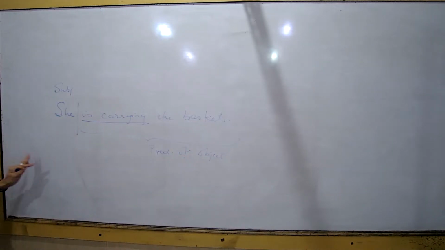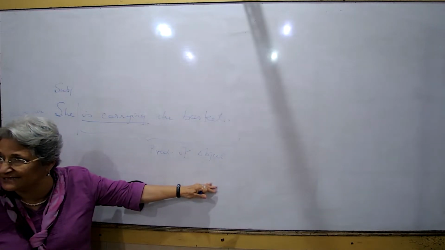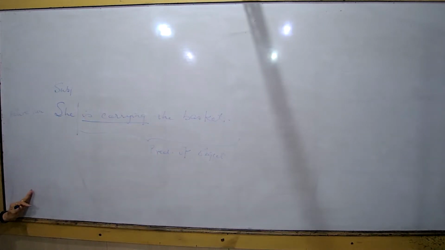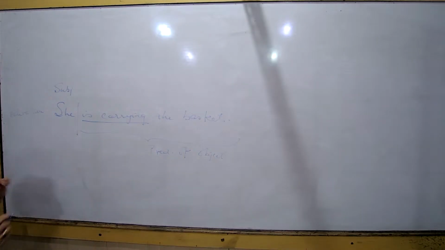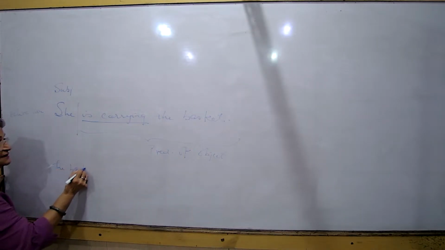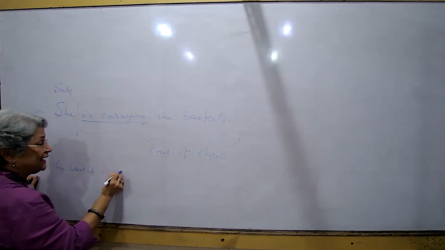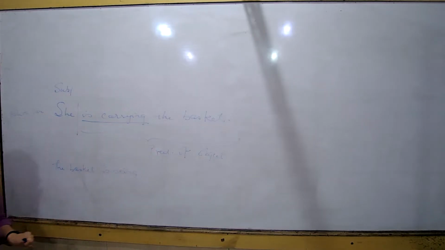Now, this is said to be an active voice because here the action is being done by the first person. She is carrying the basket. So when I ask you to convert this into a passive voice, the object of the active voice becomes the subject, and the subject of the active voice becomes the object in the passive voice. So it will be now the basket, because is carrying becomes is being carried. Keep to the same tense. Do not change the tense.